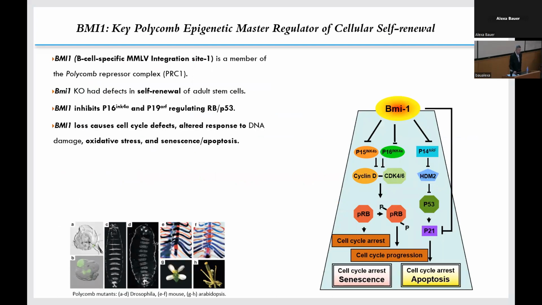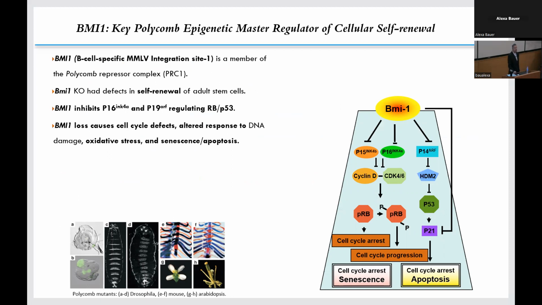So, introduction to BMI1. Many of you probably don't need this, but overall BMI1 is part of the PRC1 complex. It is highly conserved. It's found in plants, in all animal species, and in all mammals.